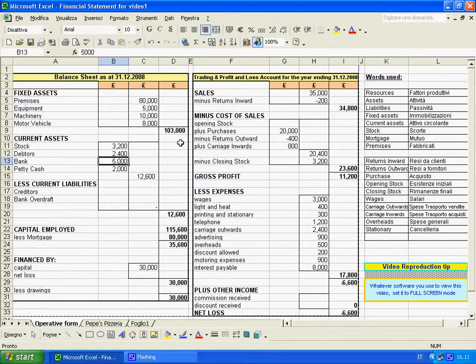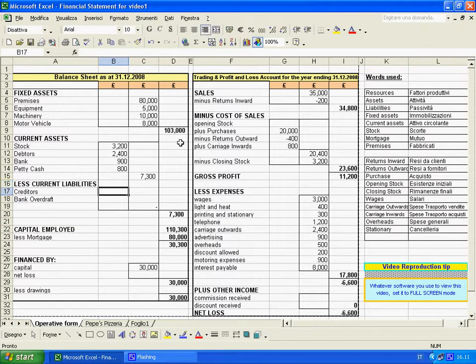Bank. We have certainly received from the bank the statement account where we can see what is the balance of the same account, and that is £900. Petty cash. What's the amount of petty cash? The cashier has controlled the cash and has set us to report and to write down here £800.